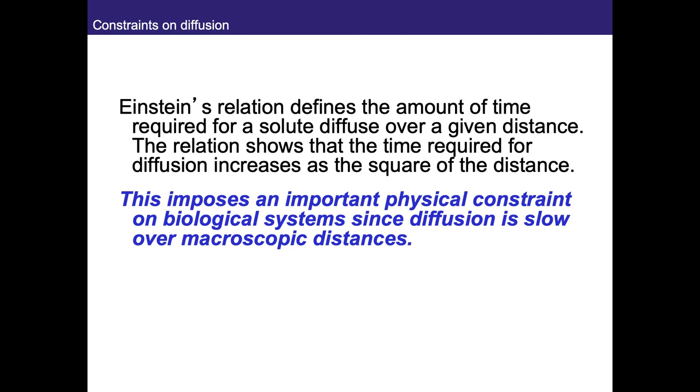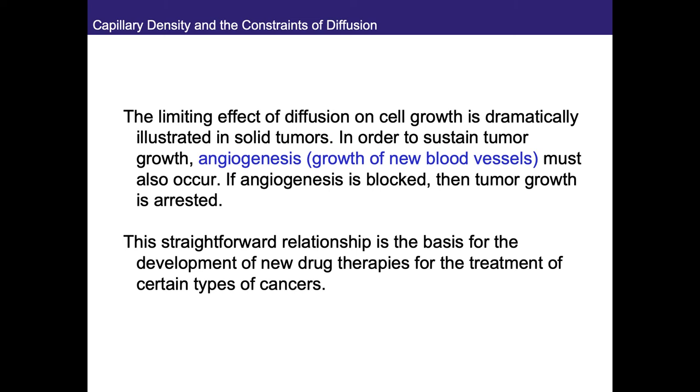Another example that I want to talk about is angiogenesis. Okay? Just going to roll out this term. It's an interesting illustration, again, of the limitations of diffusion. Angiogenesis is a term that we use to describe growth of new blood vessels. Okay, so the limiting effect of diffusion on cell growth is dramatically illustrated in solid tumors.